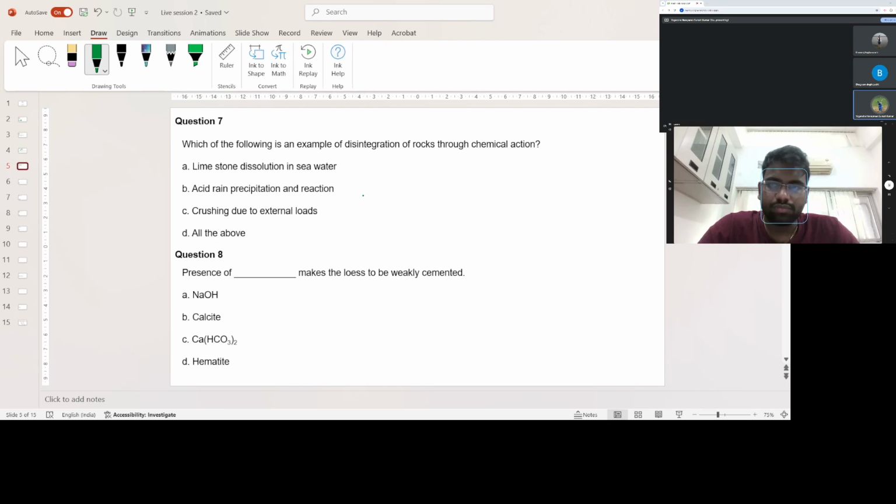Option A and B. Okay. So as you are right. Limestone dissolution in sea. Why should limestone dissolve in seawater?